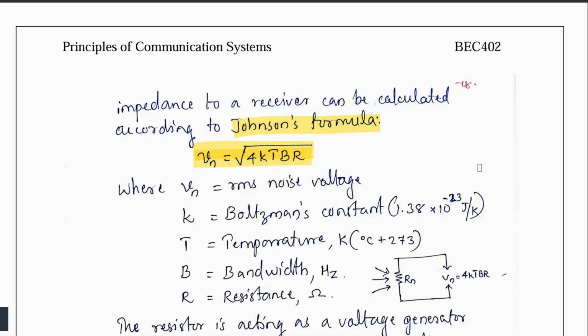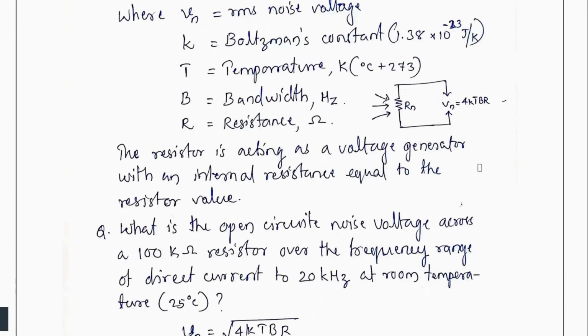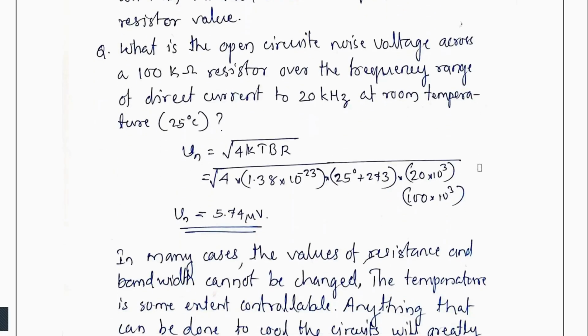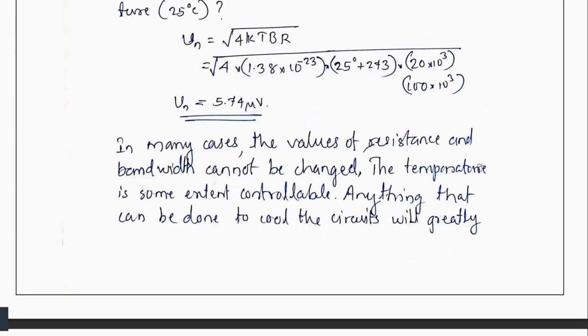So this formula is required if they ask you any problem. So do remember this formula. The resistor here acts as a voltage generator with an internal noise equal to the resistor value. See, here you have a problem. You can refer to this and just substitute the given values into the formula. You will get the final answer.